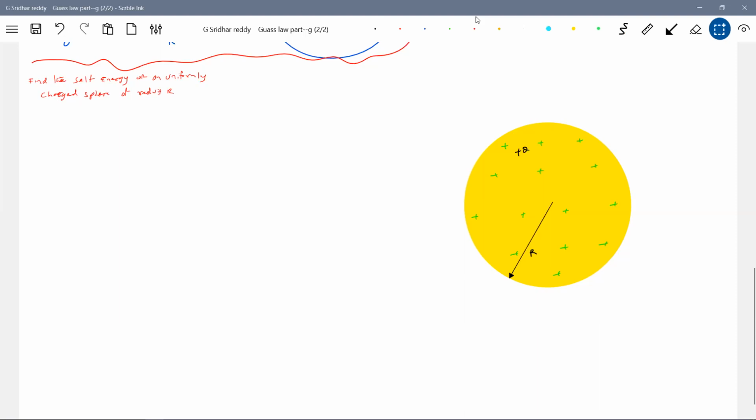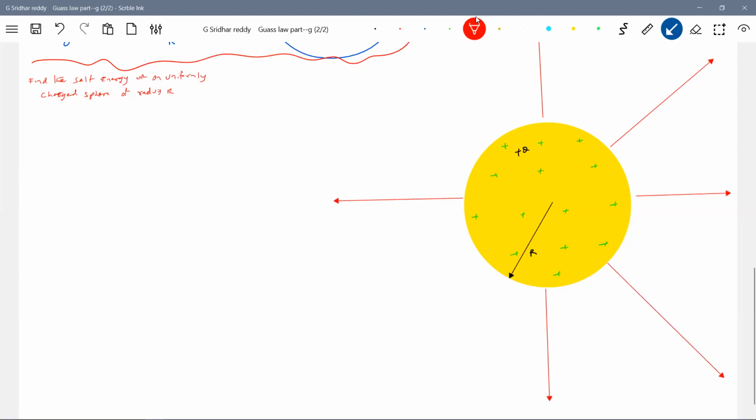Sphere? As the electric field is present inside as well as outside, no? So first we'll do one thing. The electric field present, the lines of force, I'll draw it. So what is the field? Electric field is present inside as well as outside. What is the electric field outside? E out. And the electric field will be there inside also, E in.